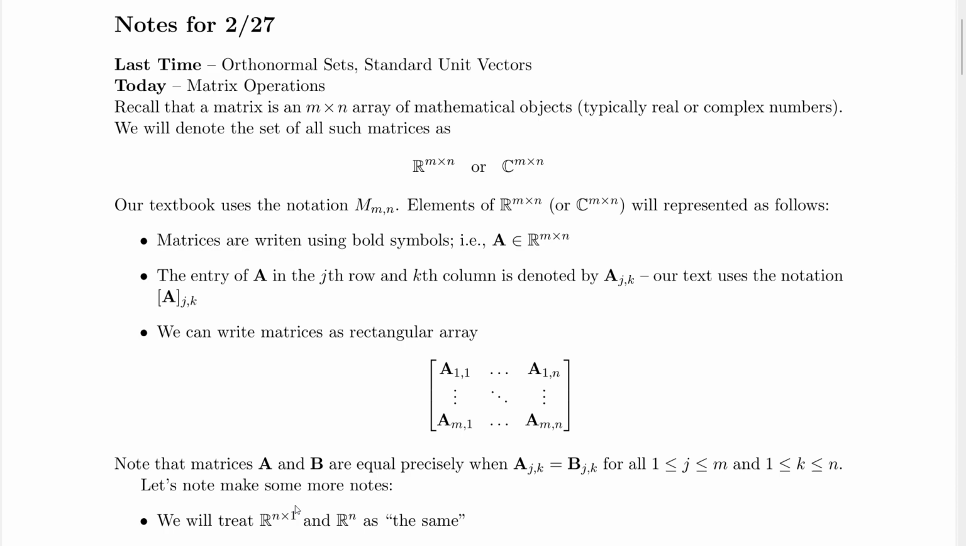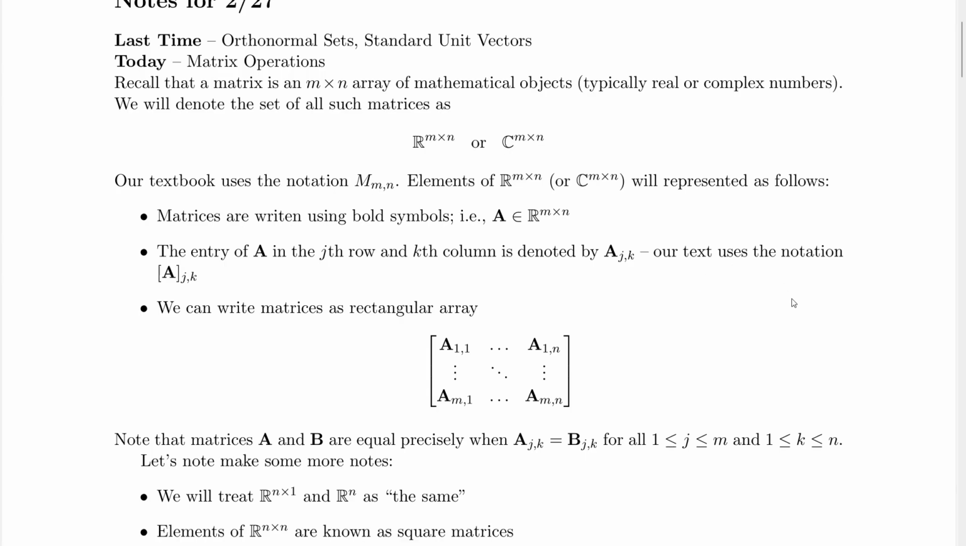So, as far as I'm concerned, an n by 1 matrix is the same thing as an element of Rn. They're technically different in a way, but they're basically the same thing. As we've already discussed, if you have the same number of rows and columns, you're called a square matrix.